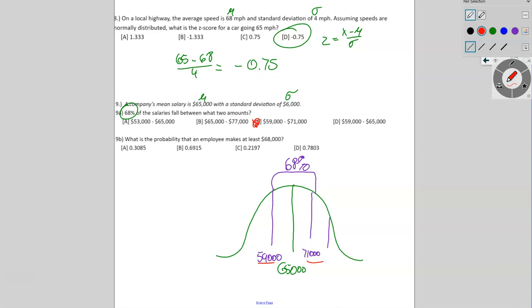The correct answer is C. Now part B is asking what is the probability that an employee makes at least 68,000? Okay, so again, right here is 68,000, somewhere in between, so I have to use my calculator: lower bound, upper bound, mu, and standard deviation. It says at least, so it cannot make less than 68,000, which means 68,000 is our lower bound, and the upper bound is going to be a million.